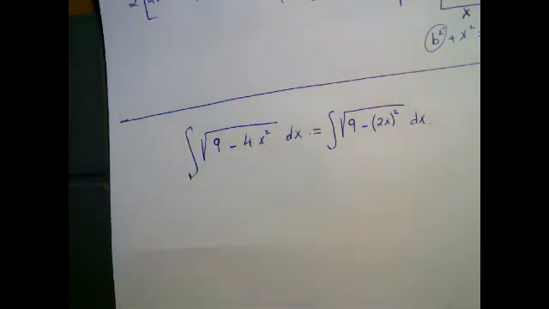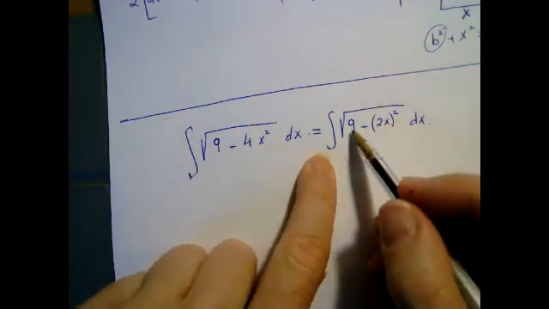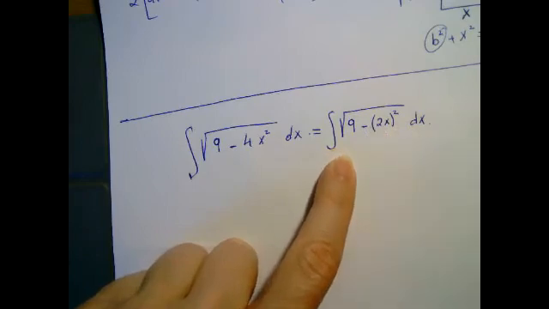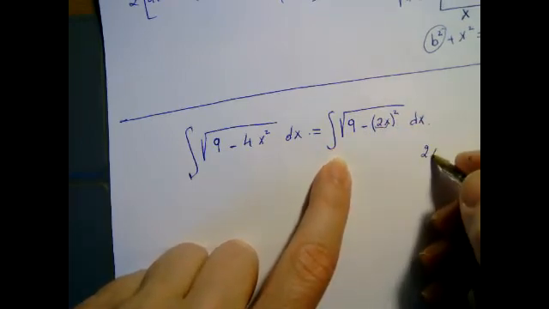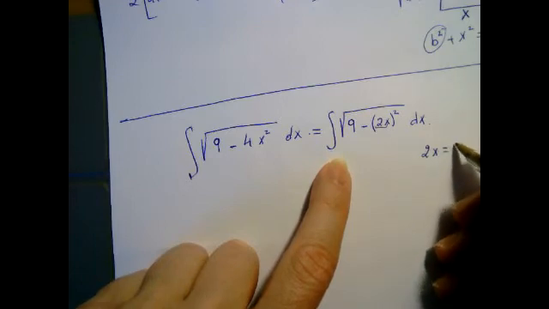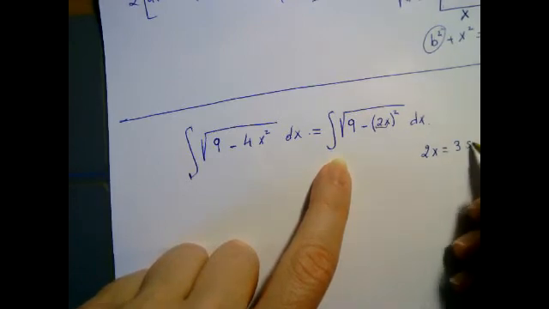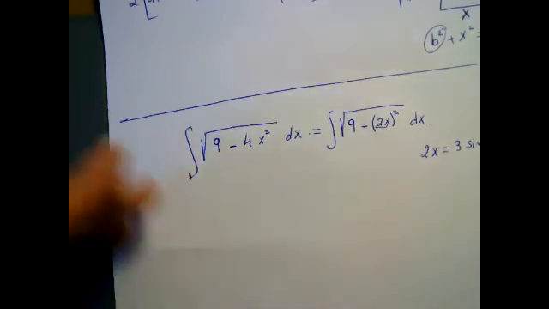The way I see it, because I'm not very good at guessing, I want this to get rid of the root. So really what I want is the 2x to be 3 sine theta. Why did I do that?